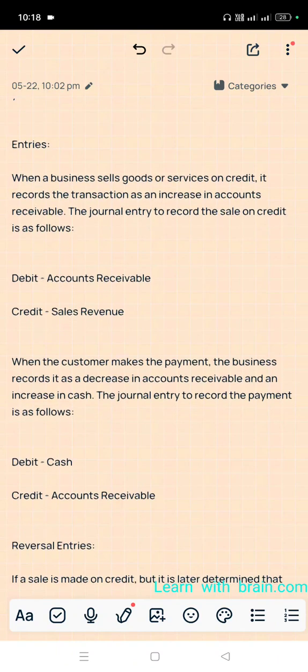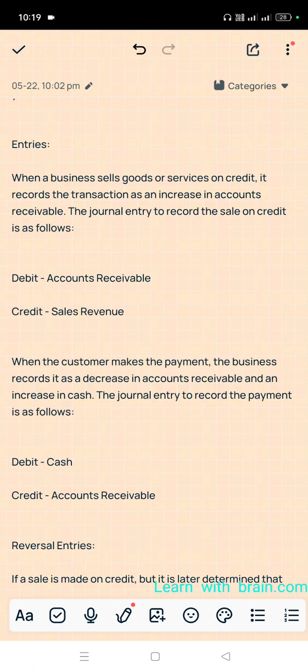Now we go for entries. When a business sells goods or services on credit, it records the transaction as an increase in accounts receivable. Okay, an increase in accounts receivable means an increase in debtors. So this is the inner meaning of accounts receivable. An increase in accounts receivable means we have to receive an amount from the debtors, that's why it's called accounts receivable.